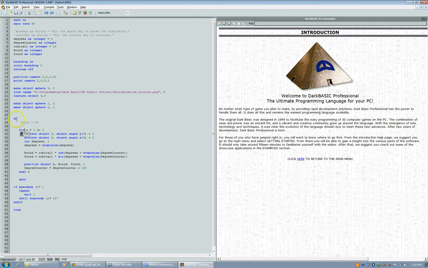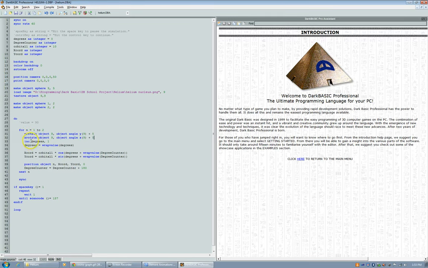First thing I come to is I enter a do loop so that the program just continues running this area right here. It doesn't stop. And then I enter a for next loop, which has a counter I called N. It's going to count from 1 to 2 because we have 2 electrons. So it's going to do the first electron and then the second. First, it rotates the nucleus on both the Y and X axis.